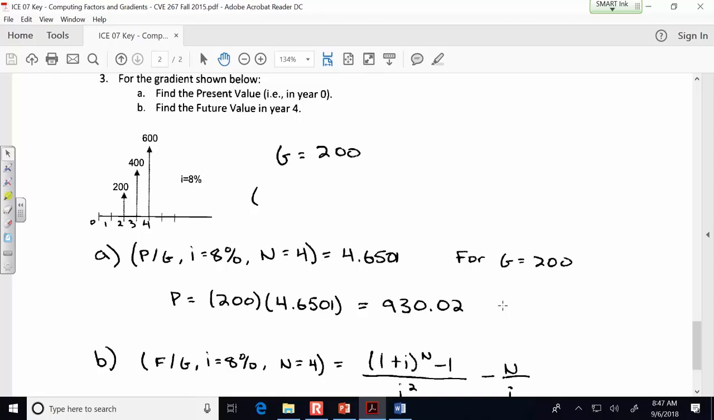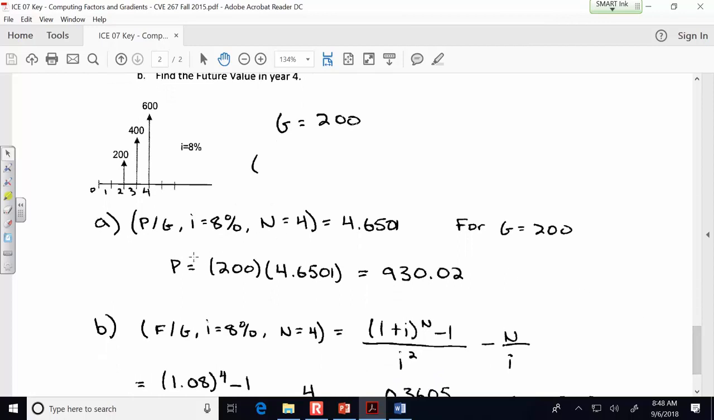Year 2, we see 200. Now this is a gradient because it always increases by the same amount. And so you can see year 2 is 200, year 3 is 400, year 4 is 600. That means that G is 200. So we've labeled the years, and we also found out that G is 200. So if we use the table factors to find the present value of this gradient, it will be 930.02.